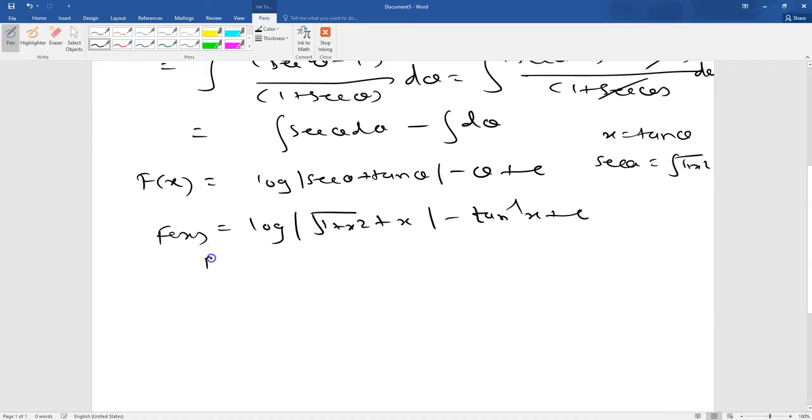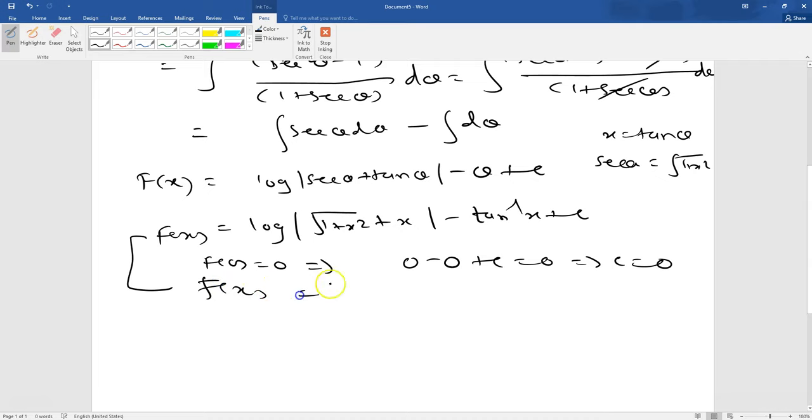हमें दिया हुआ है f of 0 क्या है? 0. तो अगर जब हम इसको solve करेंगे f of 0, इसको यहाँ पे x का value 0 put करते हैं, यहाँ पे 0, log of 1 will be 0 minus tan of 0, right? Tan of 0 is going to be what? It is going to be again 0, right? So 0 minus 0 plus c is equal to 0, that means c is equal to 0. So ये जो है ये आ गया f of x is equal to log of under root 1 plus x square plus x minus tan inverse x.